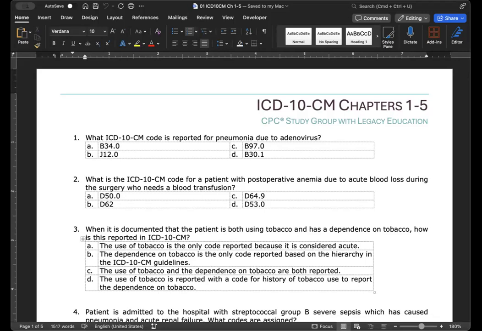So you would come to the what is our main term that we're going to look up in the alphabetic index? Adenovirus. Pneumonia. Yep, it's the pneumonia. That's the condition, is the pneumonia.